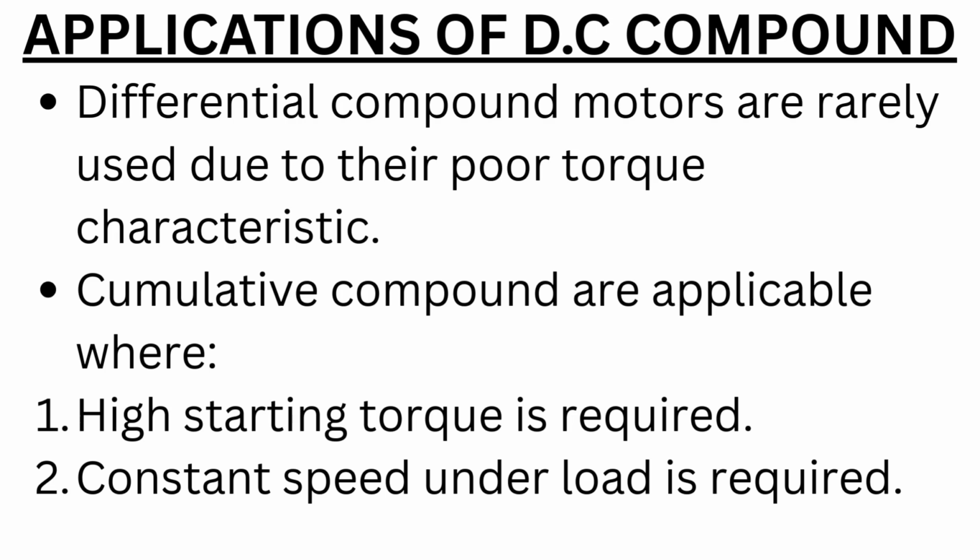In the video on characteristics of DC motors we said that compound motors are differential and cumulative. Differential compound motors are rarely used due to their poor torque characteristic. Cumulative compound are applicable where 1. High starting torque is required. 2. Constant speed under load is required.